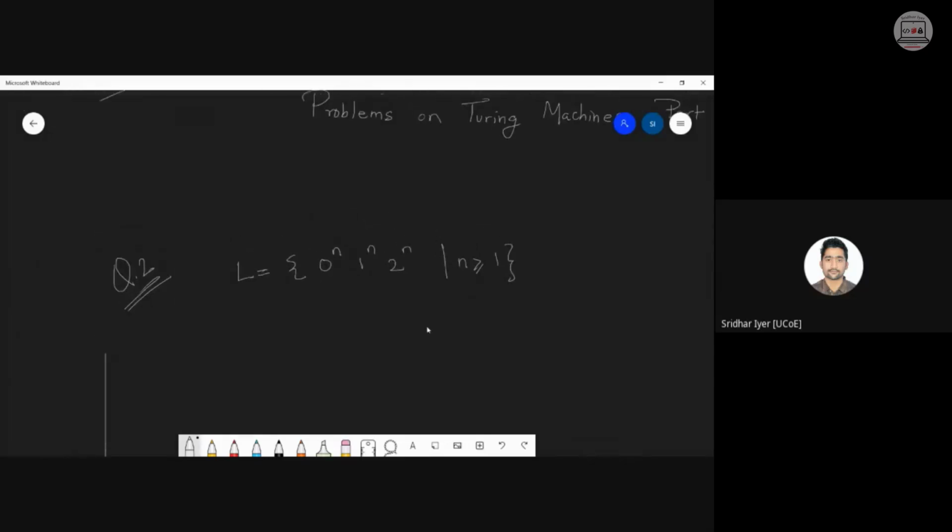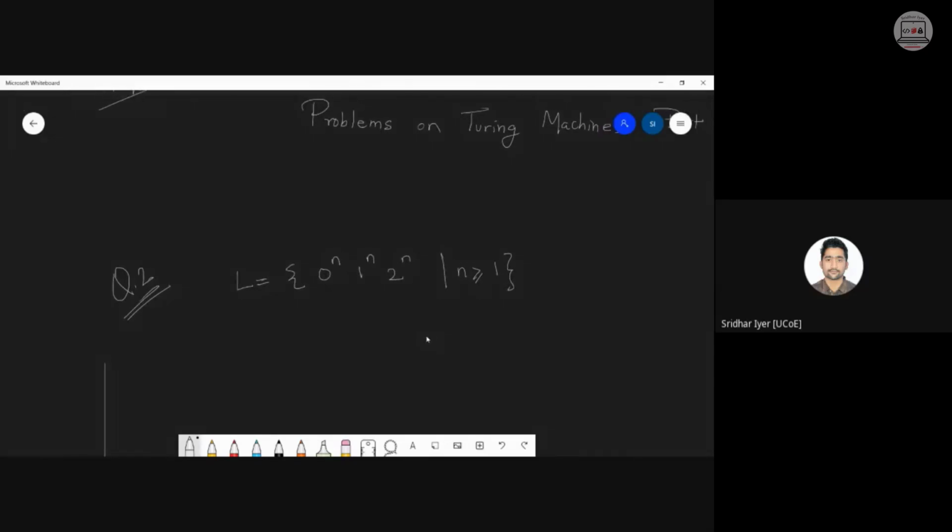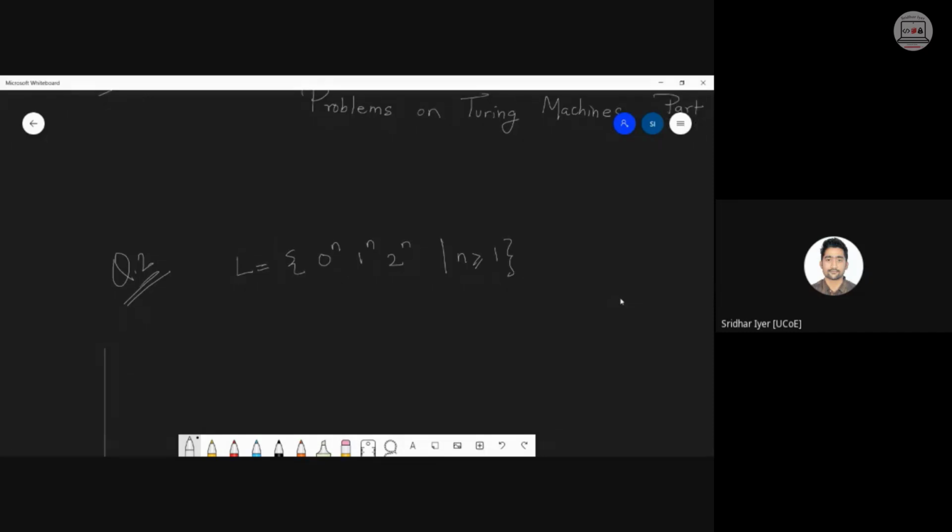It is quite similar to the previous problem, only with one addition. As you can see, it is 0 raised to n, 1 raised to n, and 2 raised to n. So now you start with the logic, how we are going to start this problem. We all know there are 5 steps. First one is the theory, then the logic, then the diagram, then the table, and then the simulation, right? So we are going to start with the very first step, that is obviously your logic. The theory is obviously understood. We know what to write in the theory part.